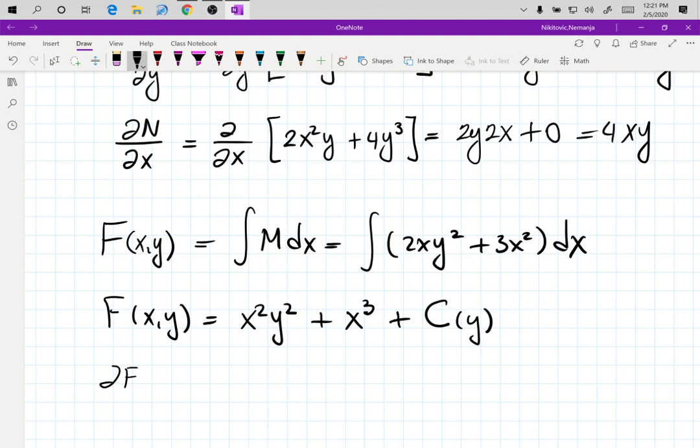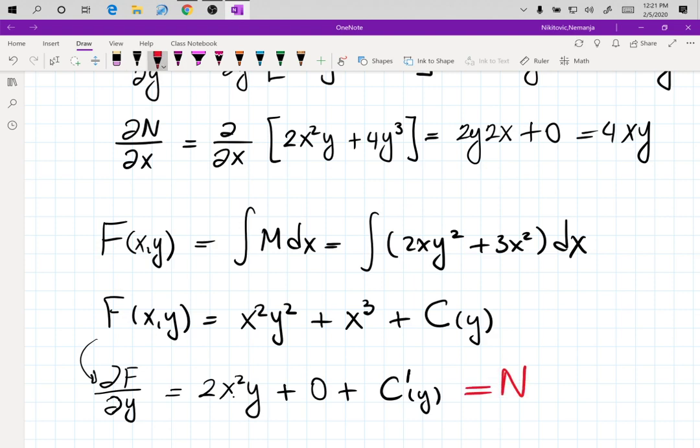I'm going to find the partial derivative of F with respect to y, which would be 2x squared y plus 0 plus some c prime of y, unknown function. And I'm going to equal that to the partial derivative of y, which is capital N. So put this equal to N, capital N. You will set this equal to N, because N is a partial derivative with respect to y. And you took partial derivative with respect to y from the function here. So now you're just equaling those two partial derivatives of y to each other.